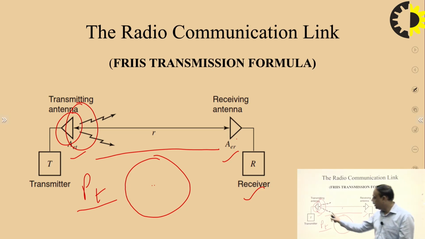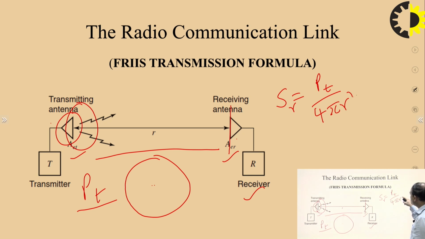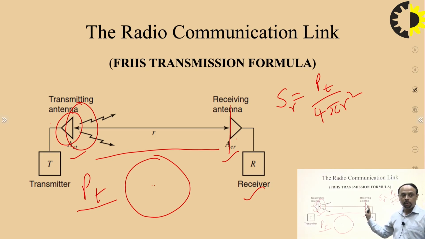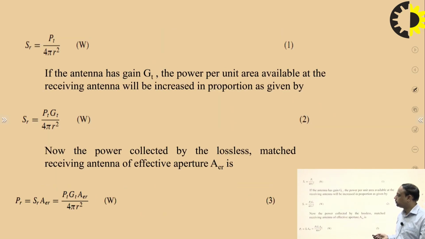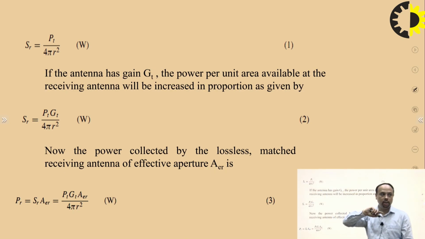So the pointing vector received at this point due to the point source only is S received equal to PT upon 4 pi r square, where r is the distance from the transmitting antenna to the receiving antenna, the point where we are going to find out how much power is received. So SR is equal to PT upon 4 pi r square watt.